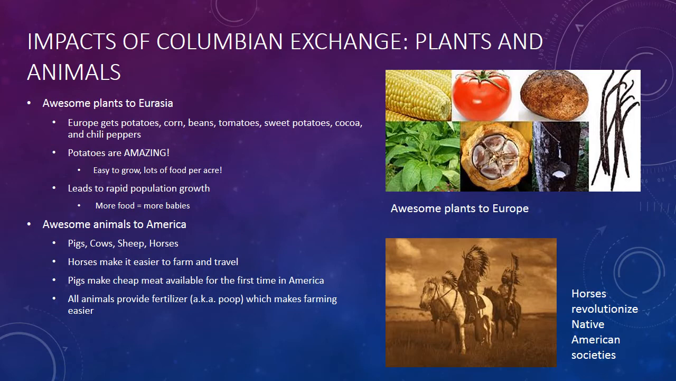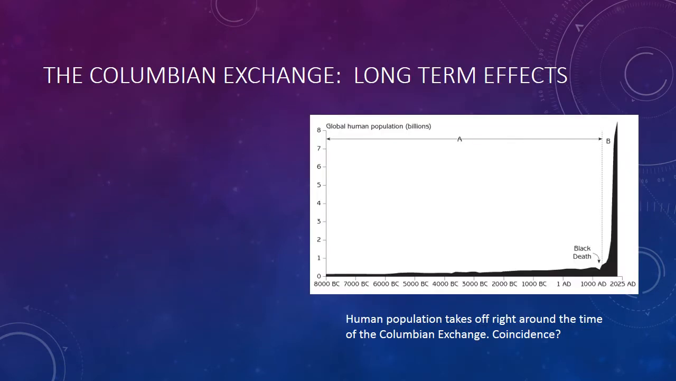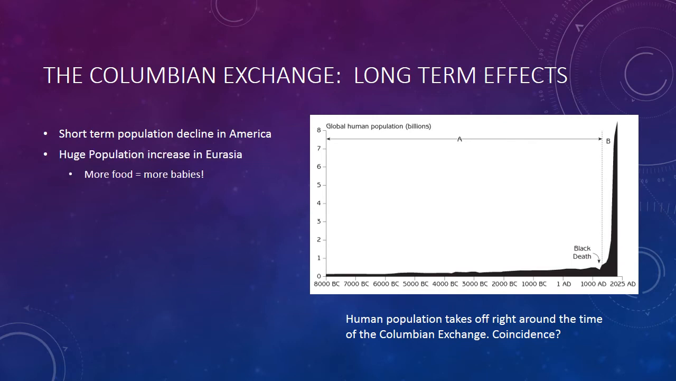Effects of the Colombian Exchange. There is a short-term population decline in the Americas. This is the result mostly of the diseases that are introduced by Europeans. But in the long term, there is a huge increase in population in Eurasia because more food equals more babies.